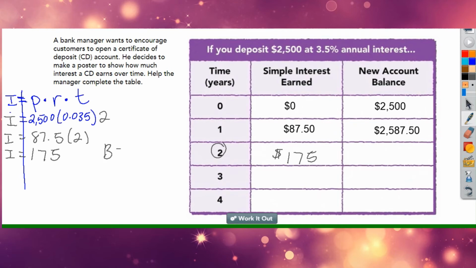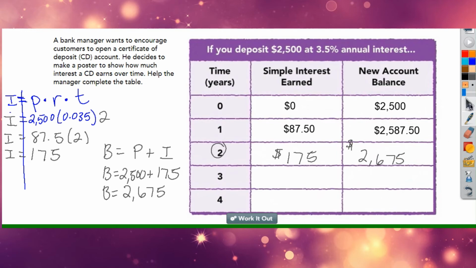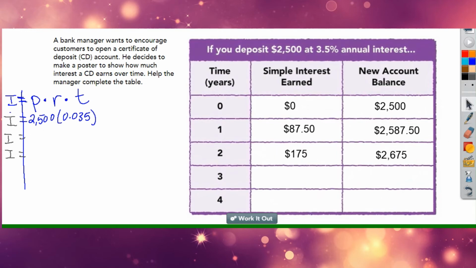Now to figure out my balance, I'm going to use my balance equation, which is balance equals principal plus the interest. The principal is $2,500 and the interest at year 2 is $175. Now I need to go ahead and add that together. And when I add that together, I get $2,675. So that would be the balance at year 2.